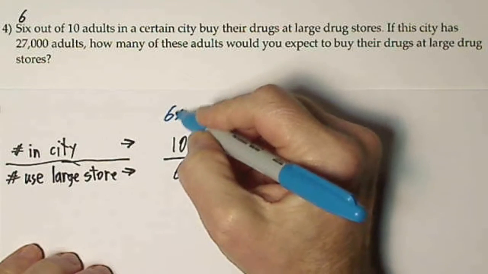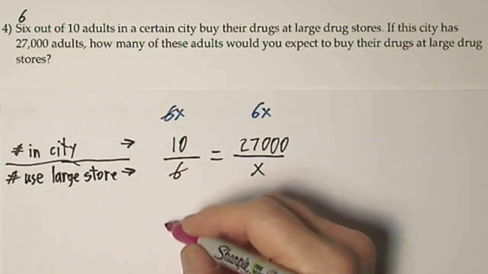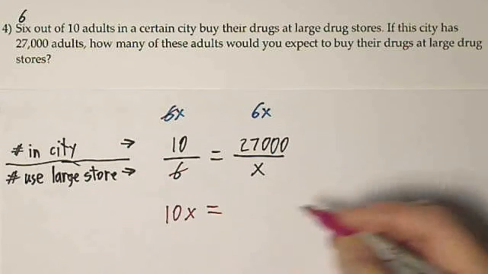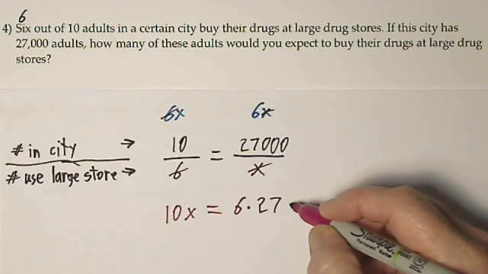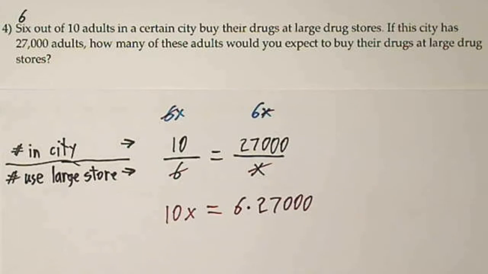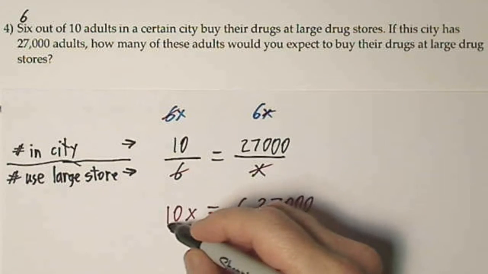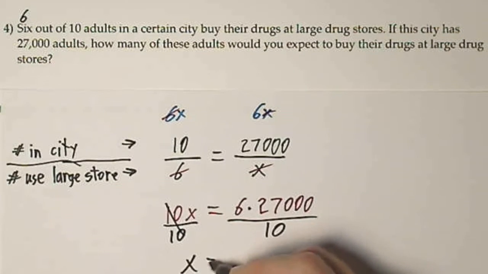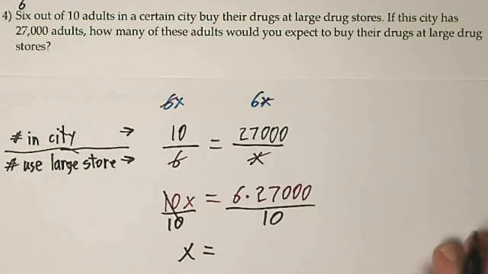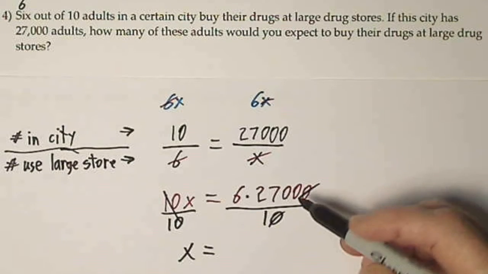So if we just multiply each side by 6x, a lot of stuff will cancel quickly. 6's cancel. We have 10x equals, the x's cancel, 6 times 27,000. And again, I'm not actually multiplying them until I know I have to. All right. So divide by 10, and those zeros cancel. We'll divide by 10, divide by 10.